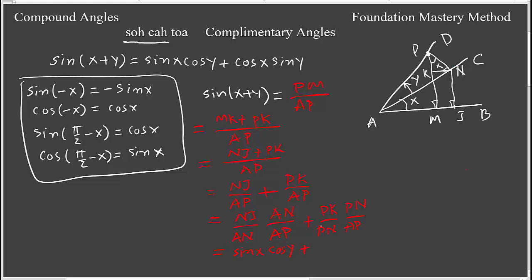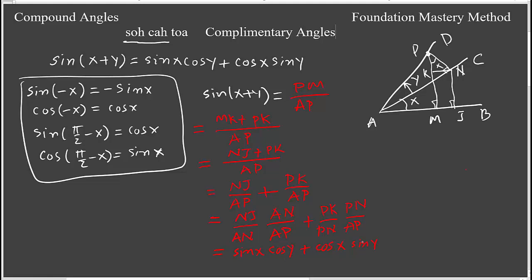Plus now PK over PN. PK is the adjacent and PN is the hypotenuse with respect to this angle, so it will be cosine x, and the remaining is PN over AP. PN is the opposite with respect to angle y, and this is the hypotenuse, so it will be sine y. So we have proved that sine of x plus y is sine x cosine y plus cosine x sine y.